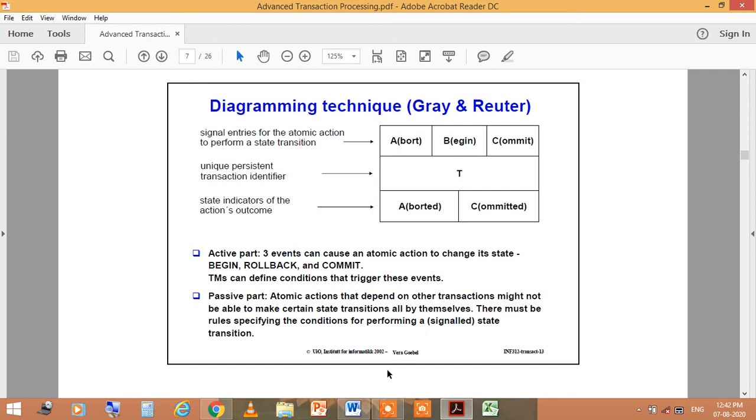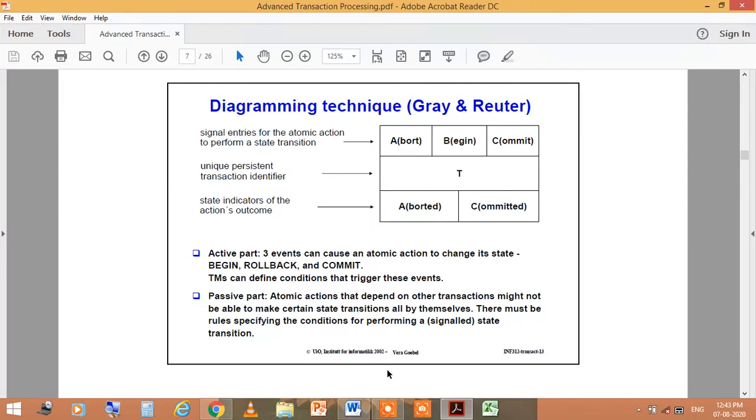Today I am going to take the lecture on the topic Advanced Transaction Processing, second part. In the previous video or session, I talked about advanced transaction processing. There are many ACID properties, ACID characteristics, you can say. Now here in this session, I'll discuss the diagramming technique of Gray and Reuter.